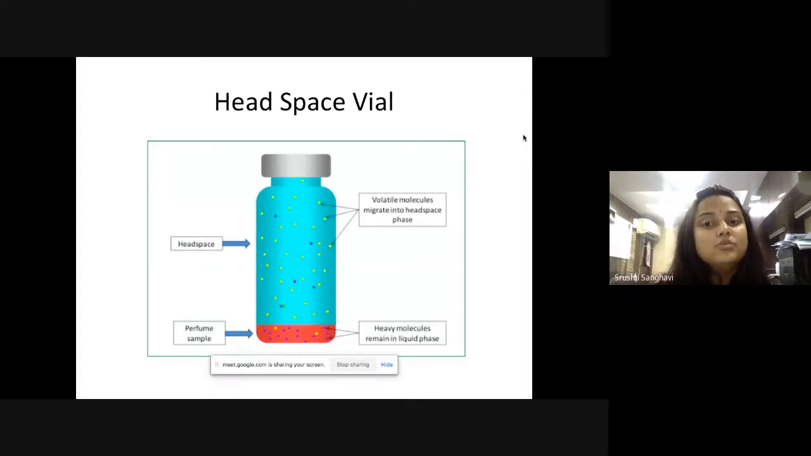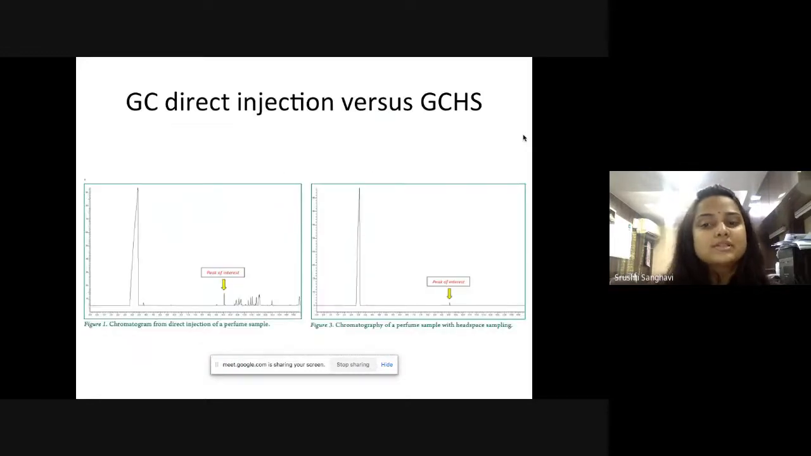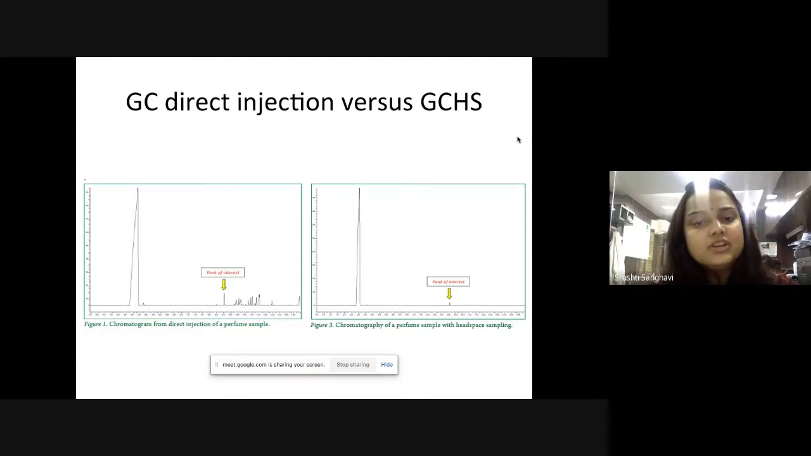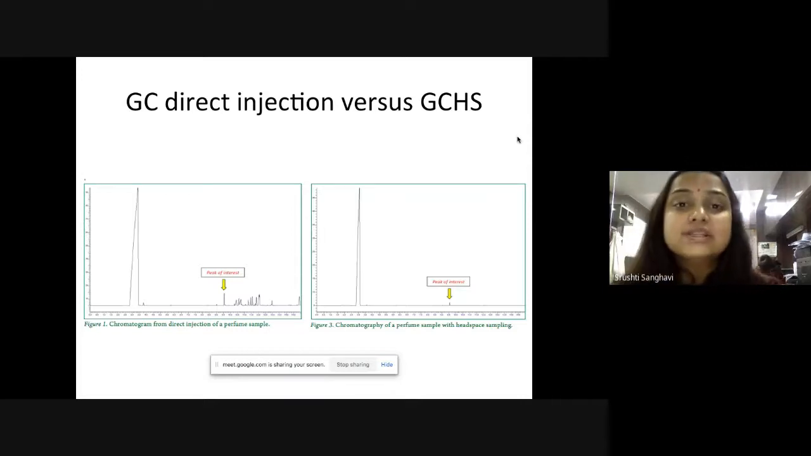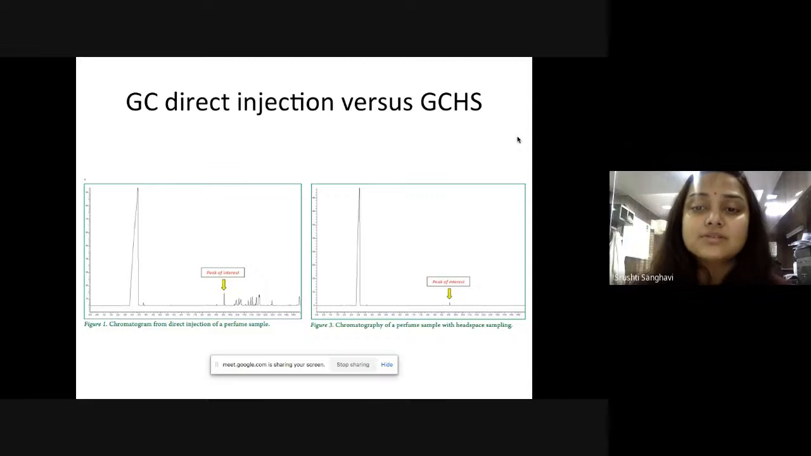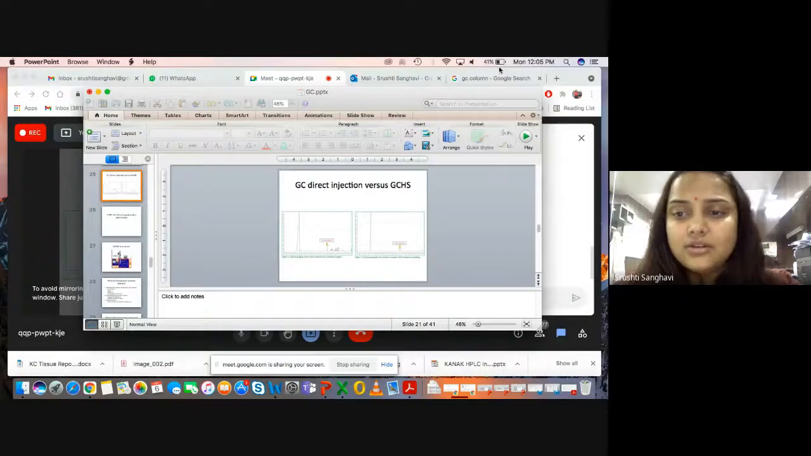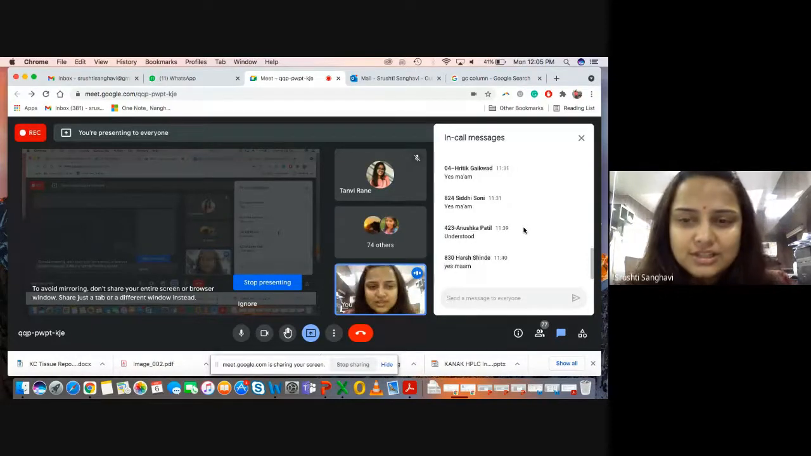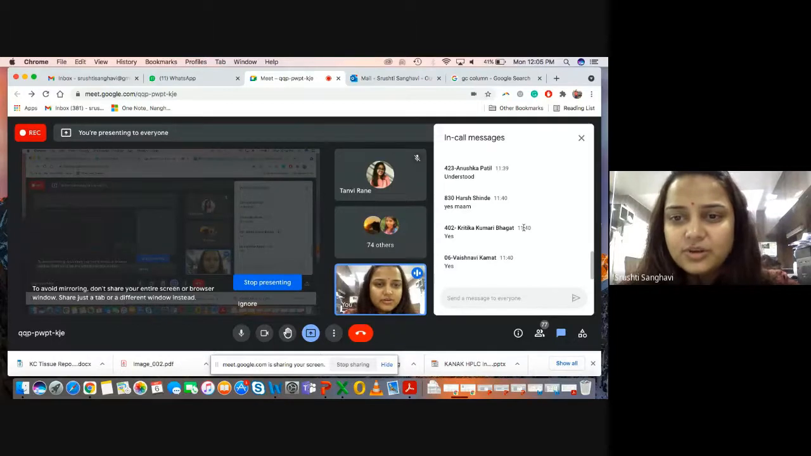Okay, the most volatile components will turn up on your screen. Okay, are you understanding? Because your peak of interest is only that. So what I'm trying to tell you here is, sometimes with the same sample, your purpose of sample analysis can determine if it will be a direct injection or if it will be a headspace injection. Okay, are you understanding? Because this is a good concept. It's important to understand.